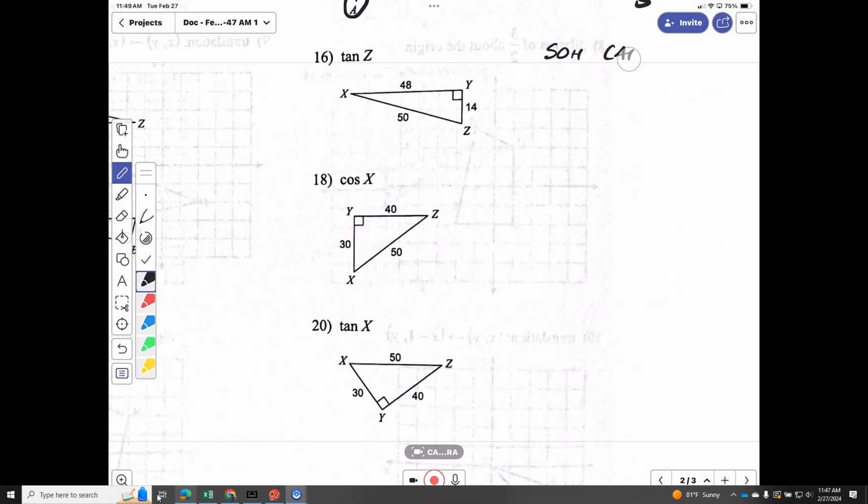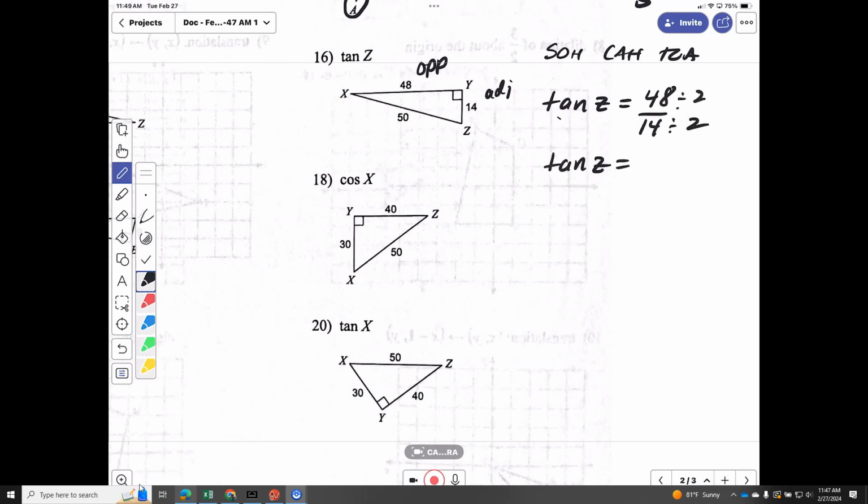TOA, so we're looking for tangent of Z. So I'm going to write tangent of Z. In this case, it's opposite. So this is the opposite, and this is the adjacent. So tangent of Z is opposite, which is 48, over adjacent, which is 14. I'm going to divide by 2. That's a common factor, so we have tangent of Z is going to be 24 over 7. That's what it simplifies to.